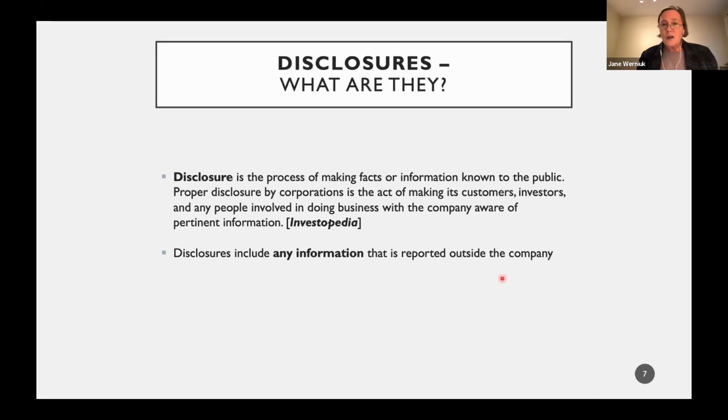What are disclosures? We go back to the website Investopedia for a definition. Disclosure is the process of making facts or information known to the public. Proper disclosure by corporations is the act of making its customers, investors, and any people involved in doing business with the company aware of pertinent information. And I add to that definition that disclosures include any information that is reported outside the company, such as written reports, news releases, websites, content, and presentations, both slides and verbal. Many of these disclosures include technical information.